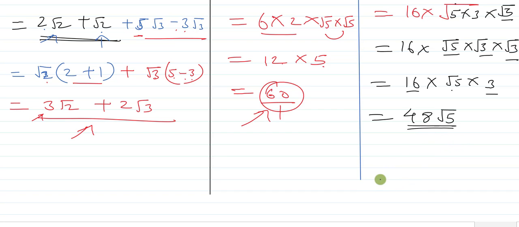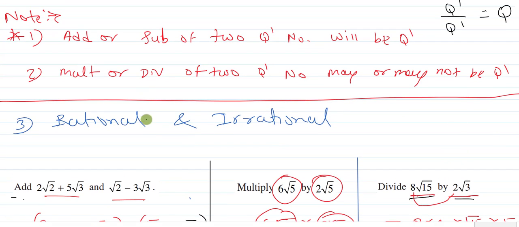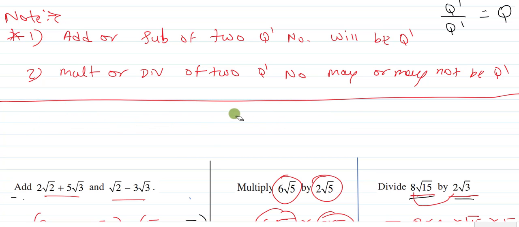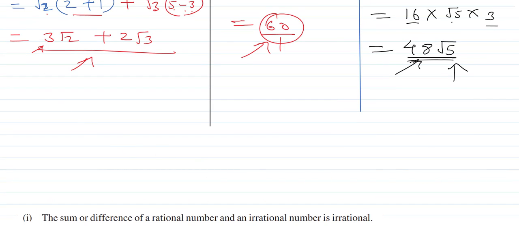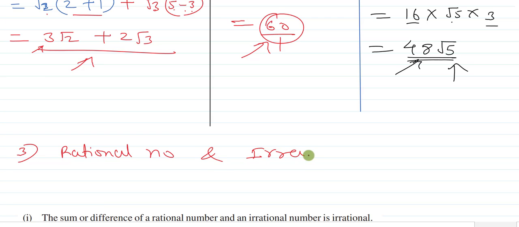Always remember, when you multiply a rational number to an irrational number, the result will be irrational. That we are going to see. That was the third category, rational number and irrational number. Okay. Let me write this at the last. Okay. So let's start our third category, that is rational number and irrational number operation. Okay.